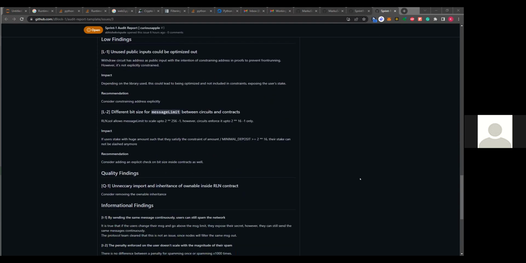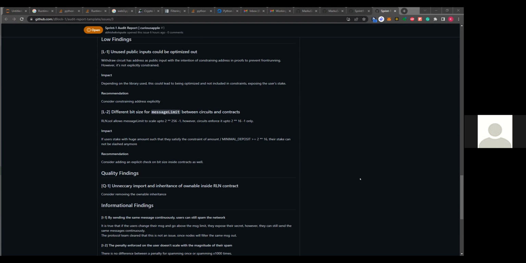This was for the smart contract. We have already discussed L1. For L2, this is regarding the different bit size for the message limit between circuits and contracts. For contracts, whenever the message limit is calculated, it is calculated as amount divided by minimal deposit, which is given as 2 raised to 56. Hence, it can go up to 2 raised to 56 minus 1. However, in the circuits, it is enforced as 2 raised to 16 minus 1. So how can this impact?